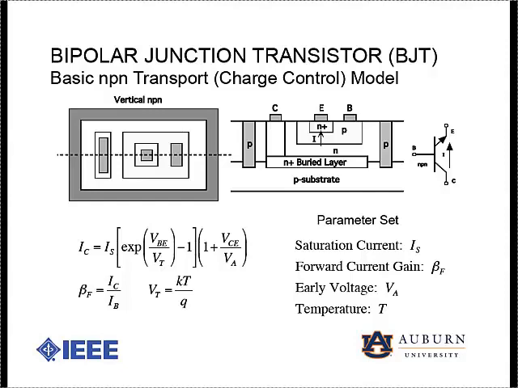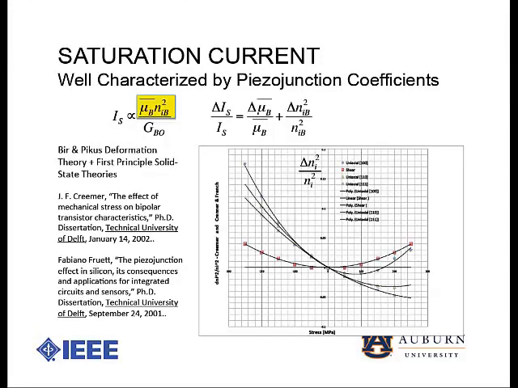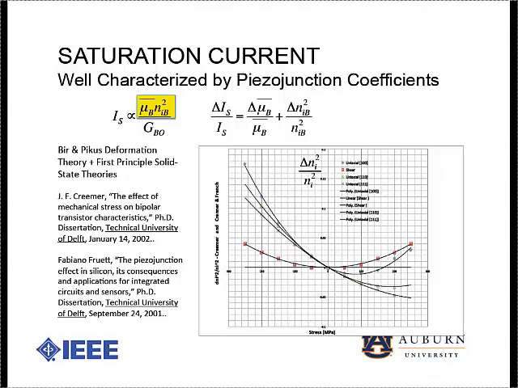We're interested in the behavior of the collector current, which is flowing upward in the device. So we'll explore these parameters in some detail. A couple of them very quickly, actually. Saturation current is the one thing that's really characterized well in the literature. It's characterized by a set of piezo junction coefficients that talk about the variation of the minority carrier conductivity in the device, which is a product of mobility and intrinsic carrier concentration squared and a few other parameters.